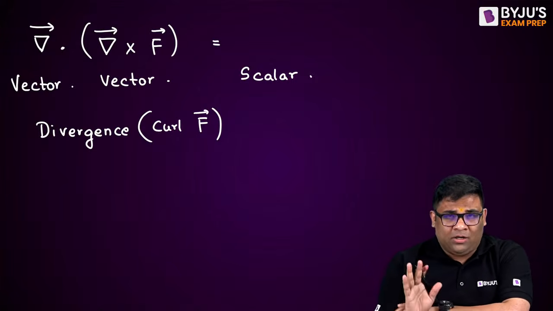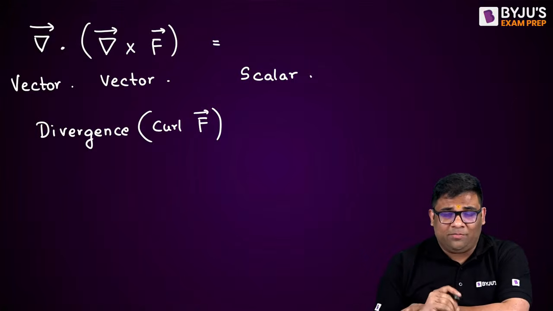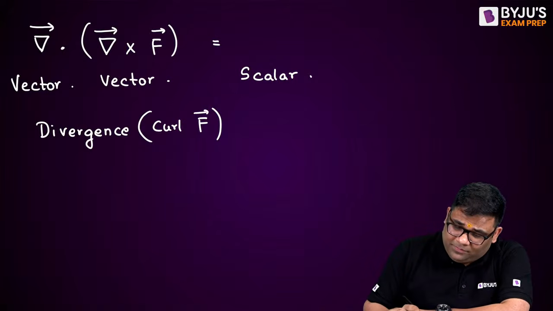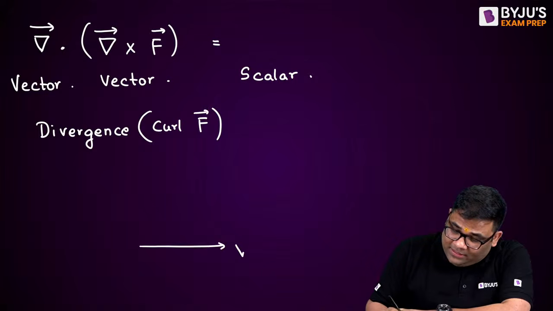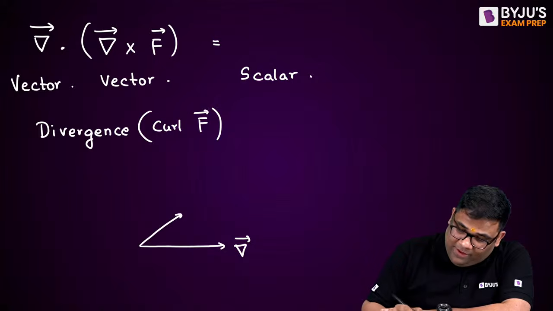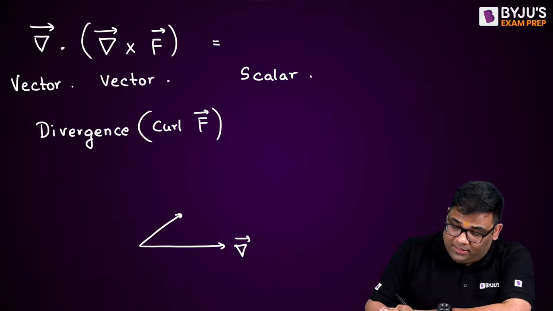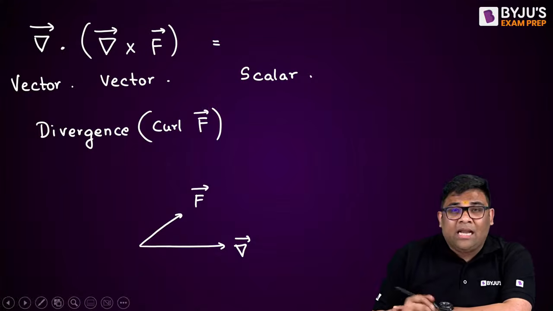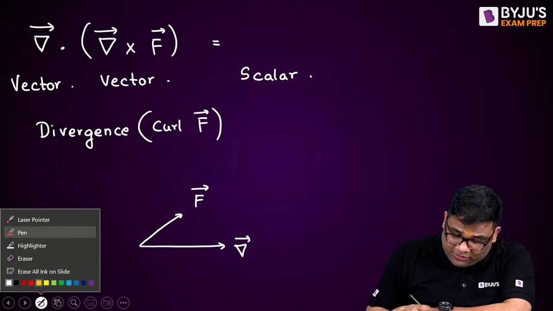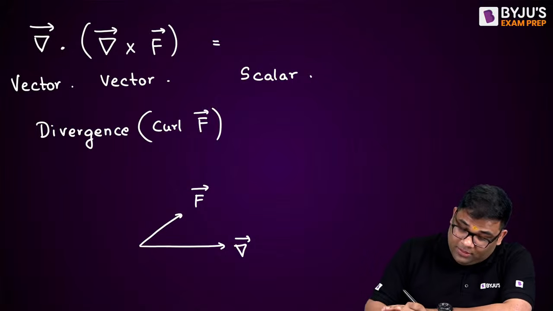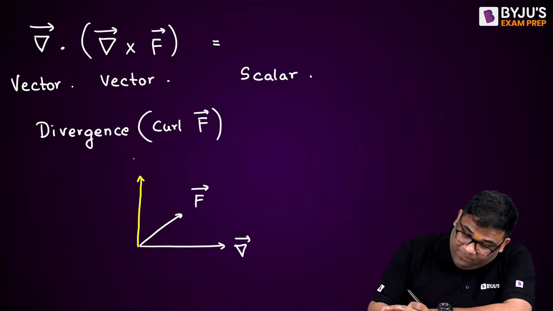See, there is a long method also, but I will give you a very short method. Suppose this is the del operator and this is the f vector. Now they will lie in a particular plane. Now del cross f will be perpendicular to both of them, right? Yes or no?